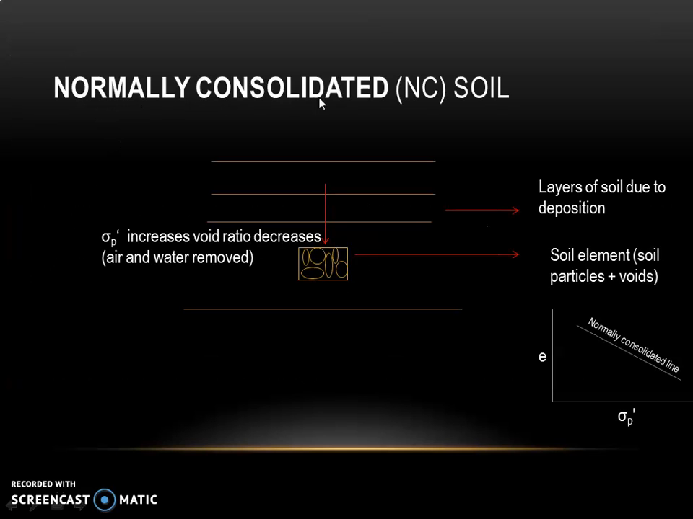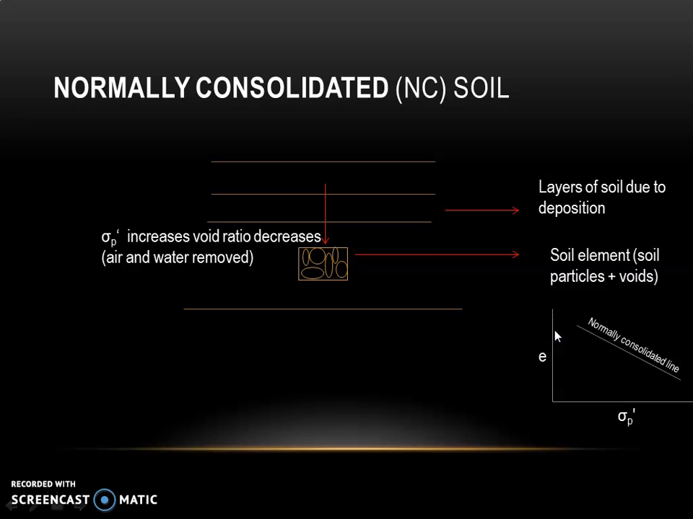Next, we will find out what is normally consolidated soil. Here we will consider a soil element which is made up of soil particles, and there will be voids in which there will be presence of air and water. Let there be layers of soils over this soil element which are formed due to deposition. So, due to deposition of these layers, effective stress on the soil element increases, whereas voids ratio decreases due to removal of air and water from the voids.